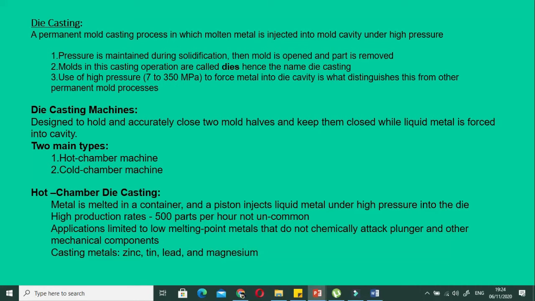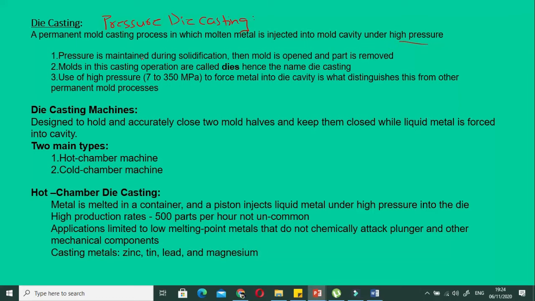Now the second type of the permanent mold casting is the die casting, and the other name for this one we discussed was the pressure die casting. And why is that so? Because we are exerting external pressure to force the molten metal into the mold cavity. So it is the permanent mold casting process in which the molten metal is injected into the mold cavity under high pressure.